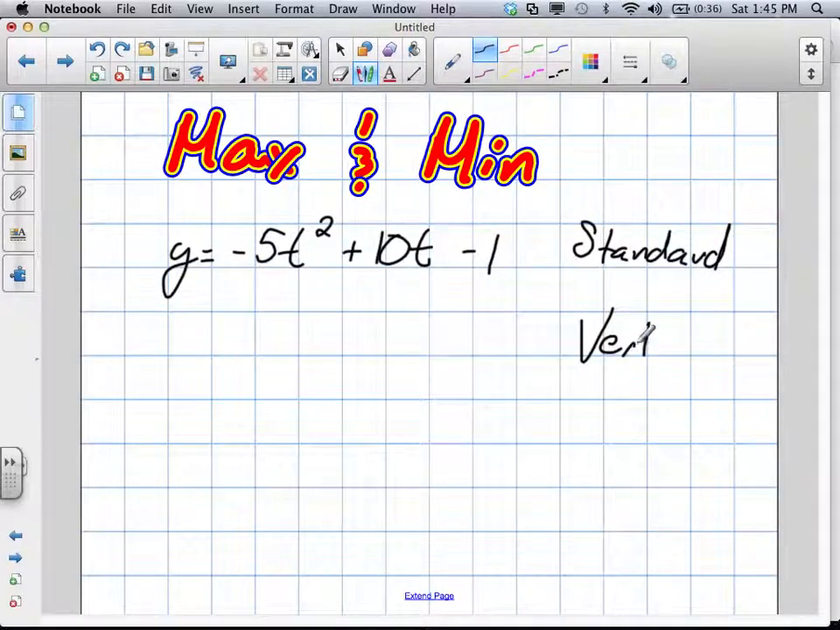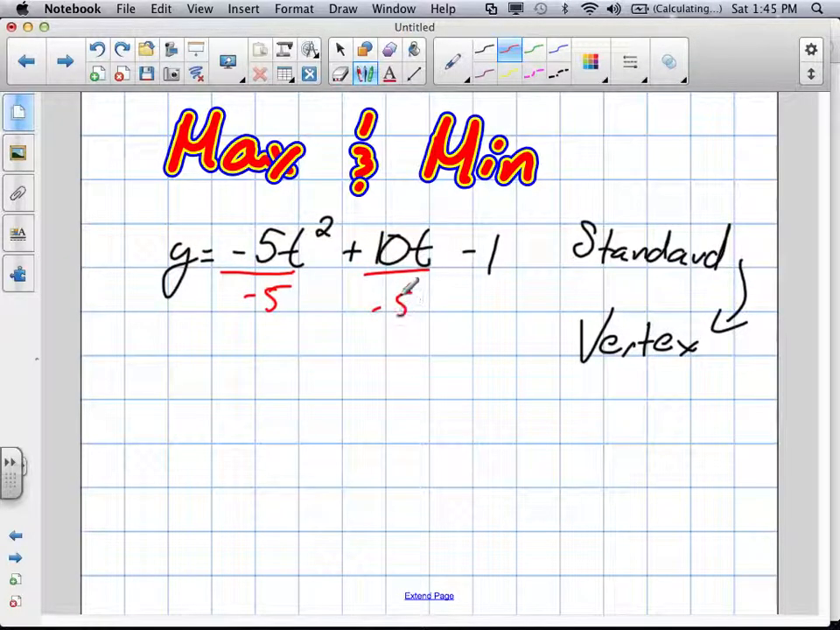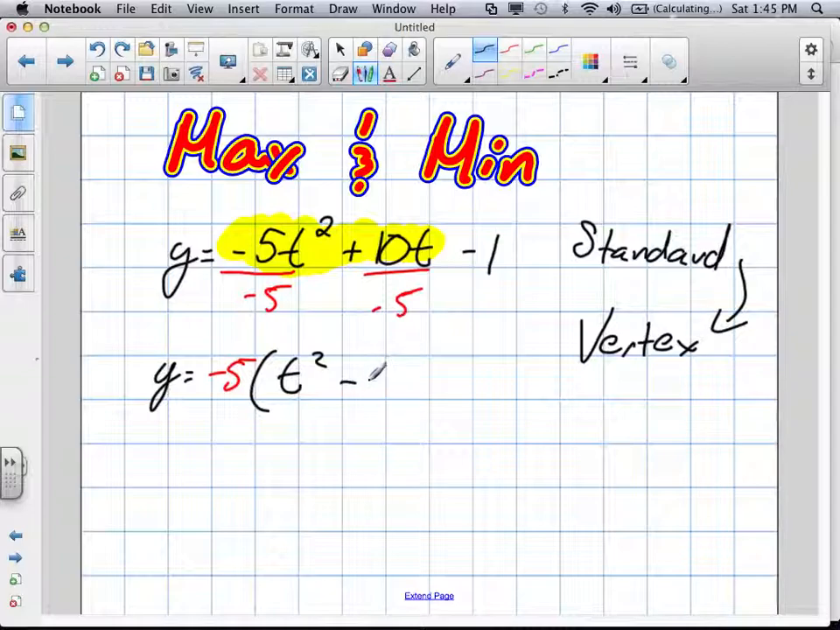We did the reverse before. We need to do something called completing the square. Now, completing the square, what you do is divide the very first two terms by the A value. The A value is -5, but we only do it to the first two terms. We take that -5 and it comes to the outside of a set of brackets. So y equals -5, and what's left inside is t squared minus 2t minus 1. So the -5, the A value, came to the outside.